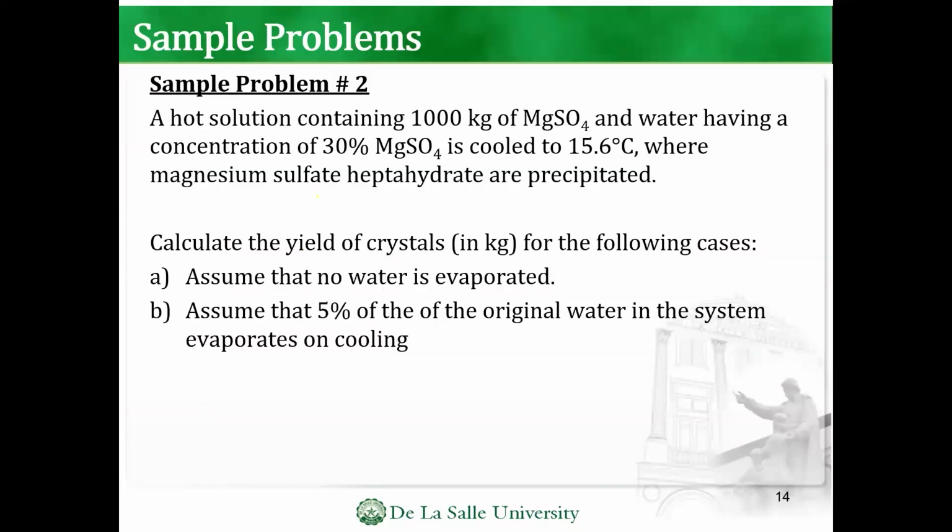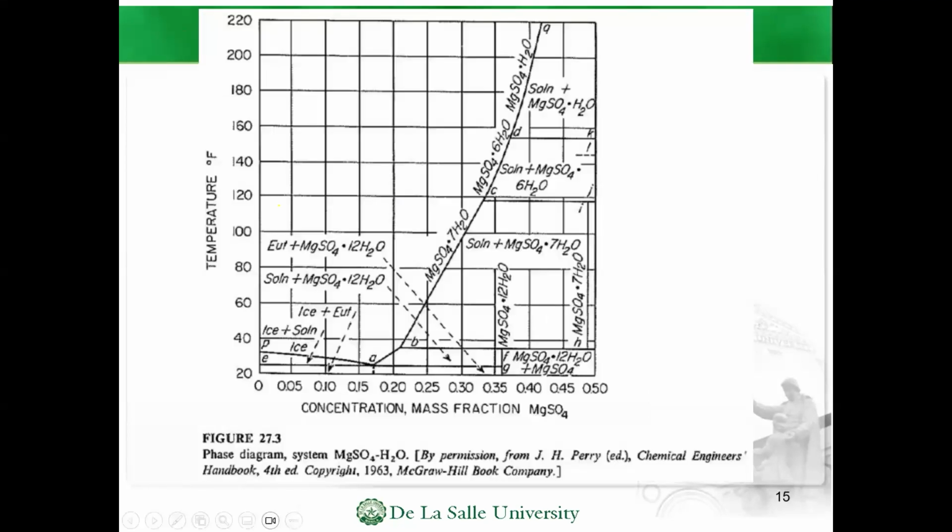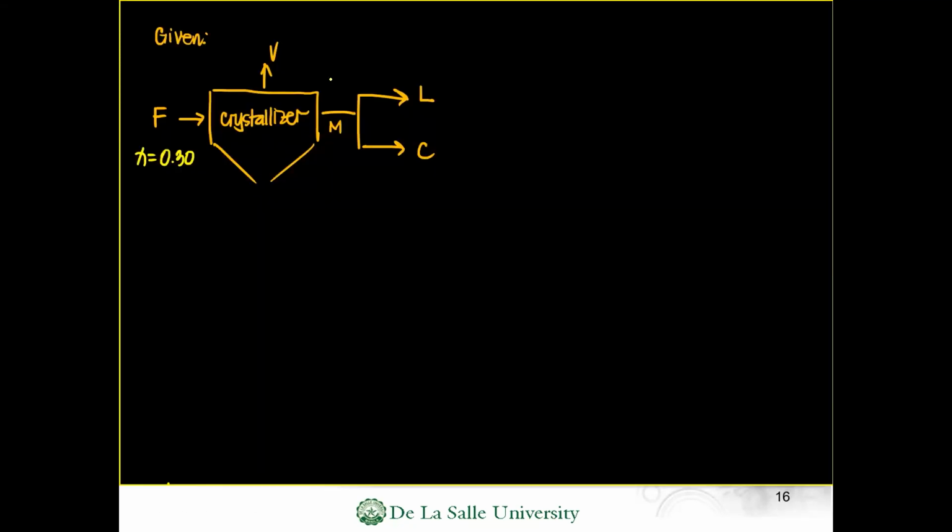And then what else is given? But you don't know the crystals. Cooled to 15.6 degrees Celsius. Okay. So I can see that, as I have said earlier, the temperature of the magma is the temperature of the mother liquor, is the temperature of your crystals, which is 15.6 degrees Celsius. Can you please convert this to Fahrenheit for me?